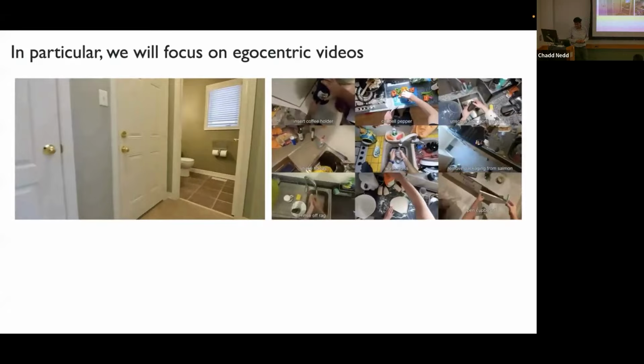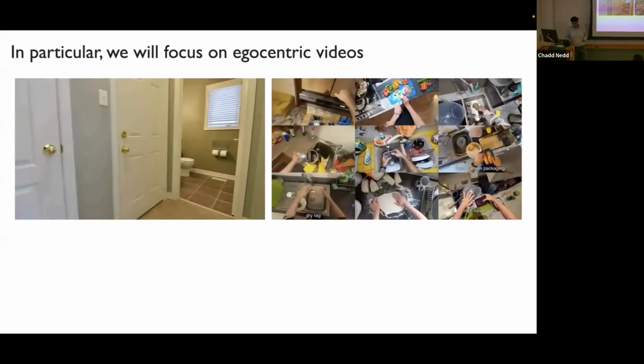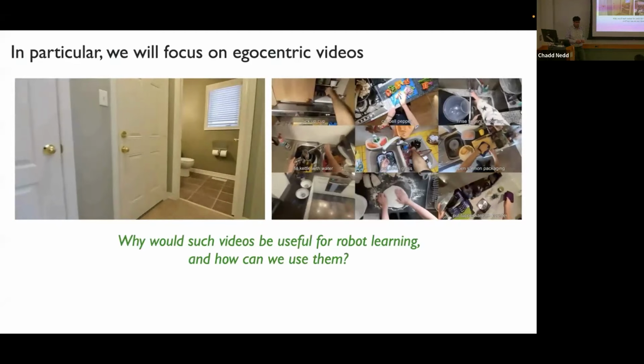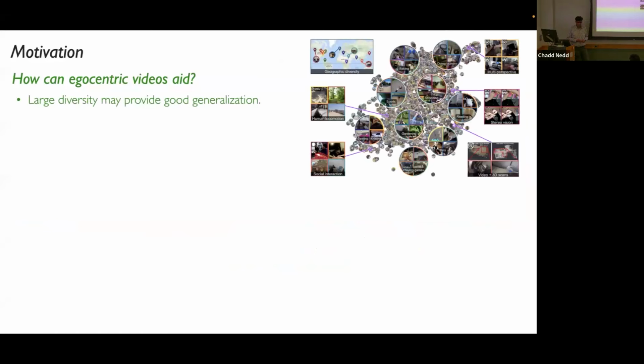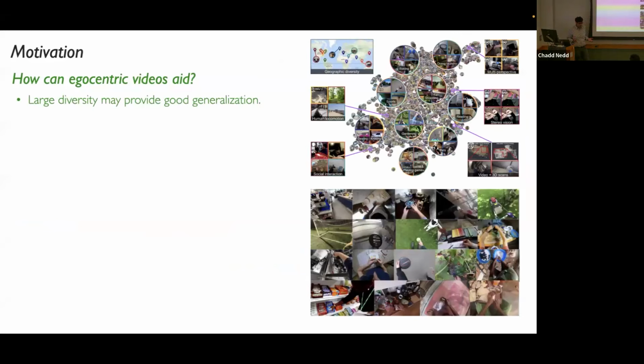We have these kinds of videos and we want to learn something about how robots can learn. Now you might ask, why would such videos provide any kind of signal for me to learn anything about robots? So let's think about how egocentric videos can help robots learn something. The very first factor is there is large diversity. You have lots and lots of videos, which can be captured much more easily than taking a physical device outside. You can just mount a camera on your head and collect data. So there's large diversity, which may provide good generalization.